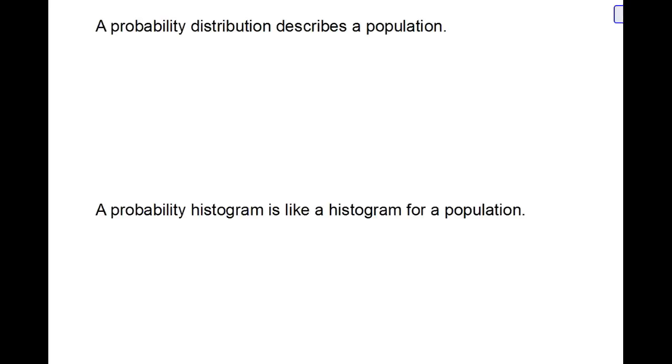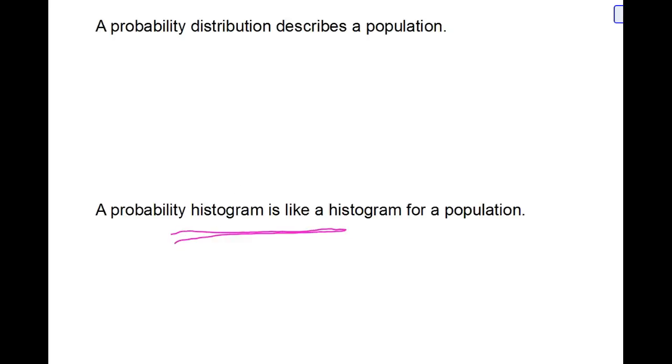In this video, we're going to talk about a probability distribution where it's describing the actual population. Remember that we want to look at our samples and make inferences back about our population. And so when we're thinking about probability distributions, we can think that they are describing our population. At the same time, the probability histogram is like a histogram for a population. And so they are what's describing the population, and we can pull information from that.